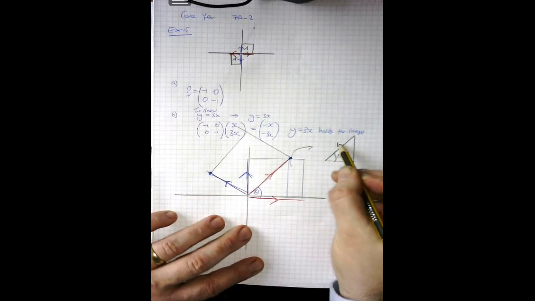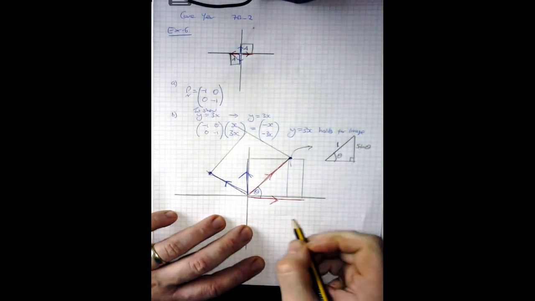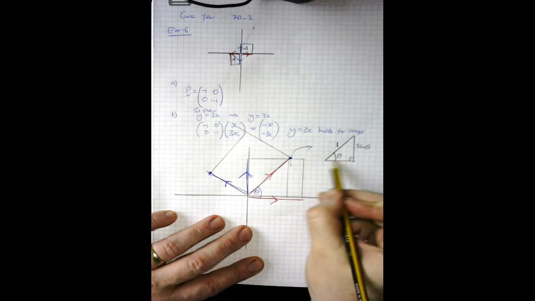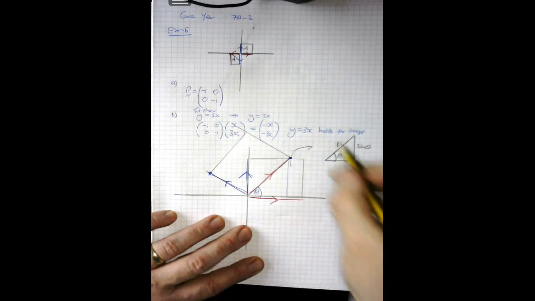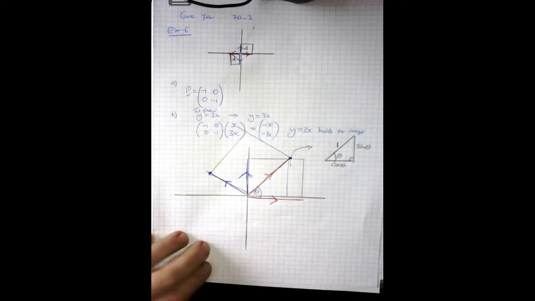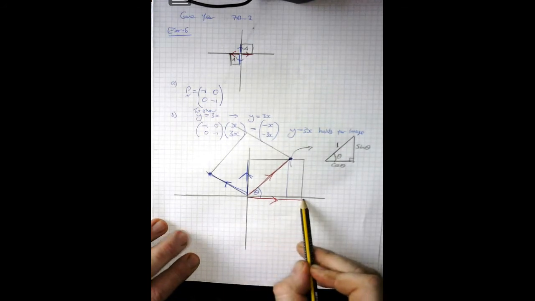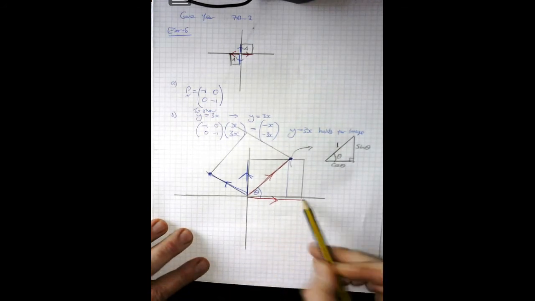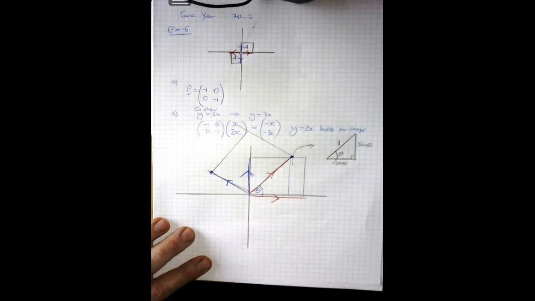So my (1, 0) has mapped to (cos theta, sin theta). So (1, 0) and (0, 1) maps to (cos theta, sin theta). And this point here, well, what do I know?